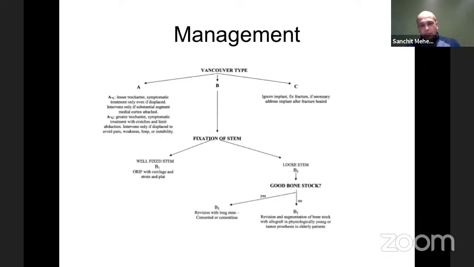The loose stem, you have to revise it. So the B2, you could revise with a long stem, either cemented or cementless. By and large, with the B3 fractures, you either have to try and restore bone if the patient is young, or if the patient is not young, then you have to bypass it if you can.